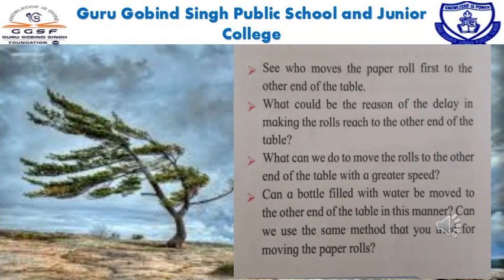So children, see who moves the paper roll first to the other end of the table. What could be the reason of the delay in making the rolls reach the other end of the table? What can we do to move the rolls to the other end of the table with a greater speed? Can a bottle filled with water be moved to the other end of the table in this manner? Children, can we use the same method that you tried for moving the paper rolls?